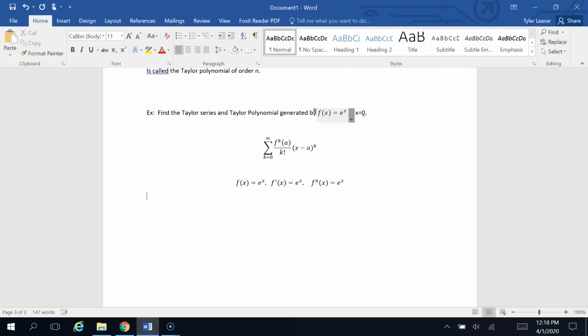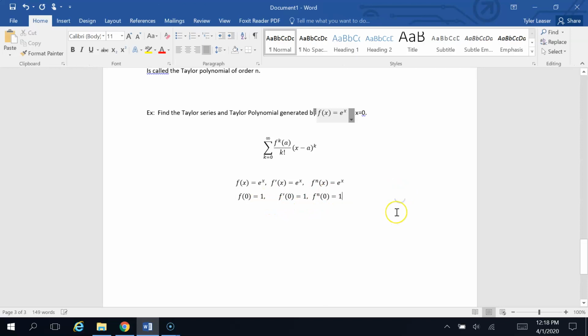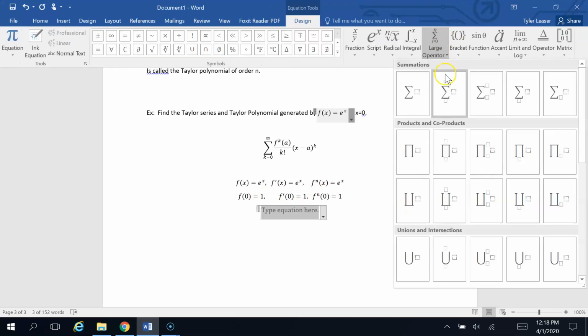Remember that we're plugging in 0 as our center into these values. e to the 0 is just 1. The first derivative at 0 is still just e to the 0, which is just 1. In fact, the nth derivative is still just e to the 0, which is just 1. So we're going to have 1, 1, 1, 1, 1, 1, 1 as our coefficients for our Taylor series here. So now we can go ahead and write out our Taylor series.